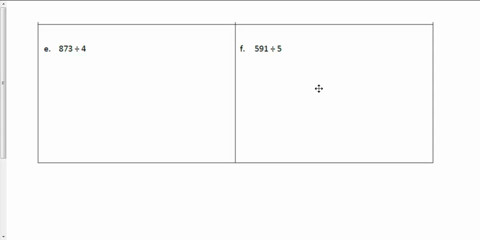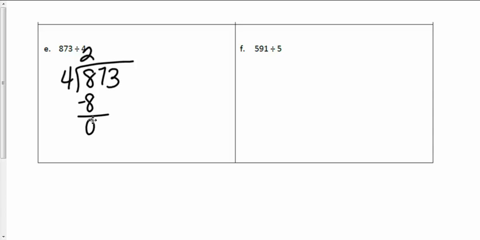All right, now I'm going to take 873 and divide it by 4. I've got 873 divided by 4. So I think to myself, 8 divided by 4 is what? Well, I know 2 times 4 is 8. So that's going to leave me with no hundreds. I'm going to add my 7 tens to that. I can't do 2 again because that would be too much. I can only do 1. 1 times 4 is 4. That's going to leave me with 3 tens.